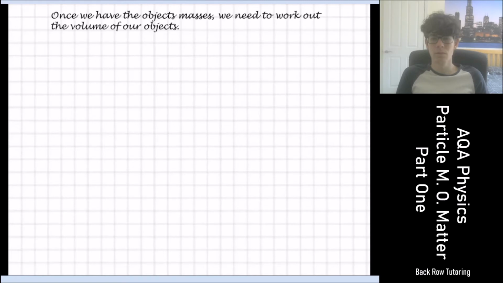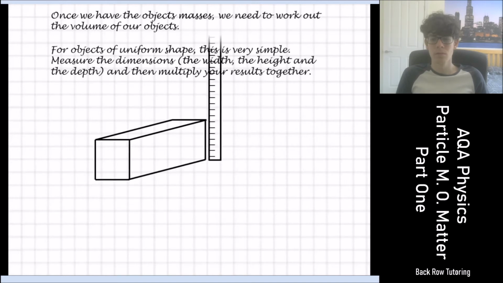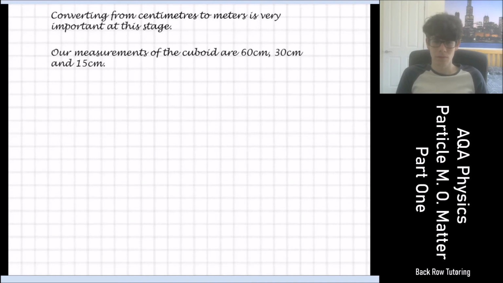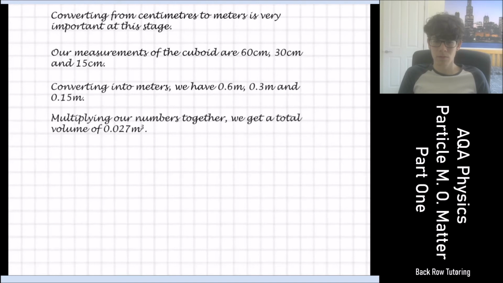Once we have the object's mass, we need to work out the volume of our object. For objects of uniform shape, this is very simple. Measure the dimensions, the width, the height, and the depth, and then multiply your results together. Converting from centimetres to metres is very important at this stage. Our measurements of the cuboid are 60 centimetres, 30 centimetres and 15 centimetres. Converting into metres, we have 0.6 metres, 0.3 metres and 0.15 metres. Multiplying our numbers together, we'll get a total volume of 0.027 metres cubed.